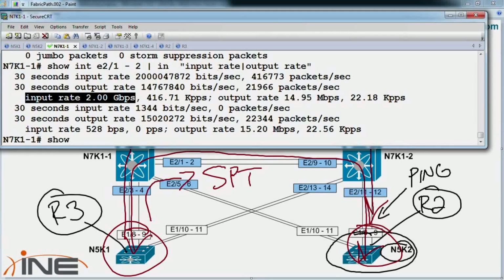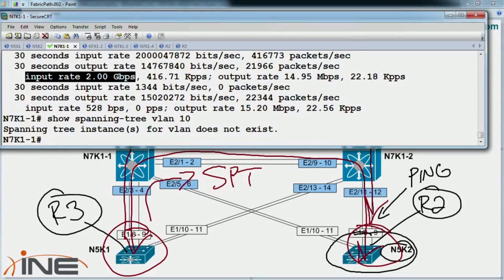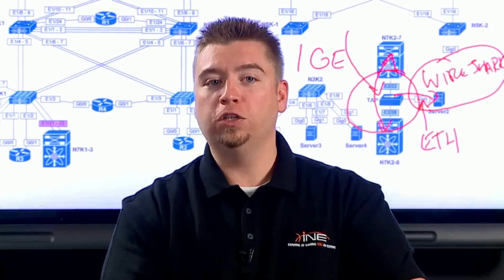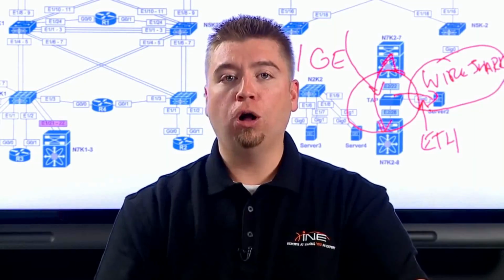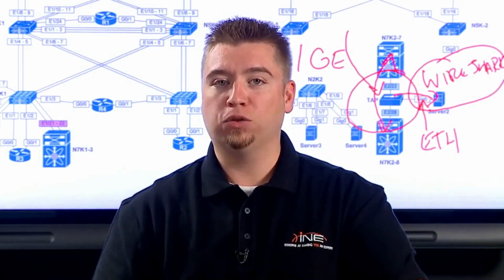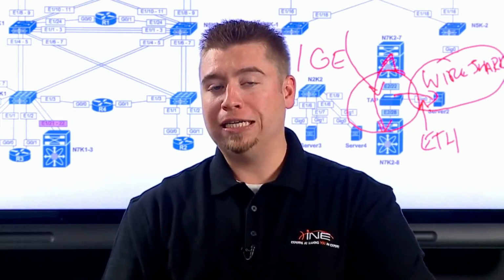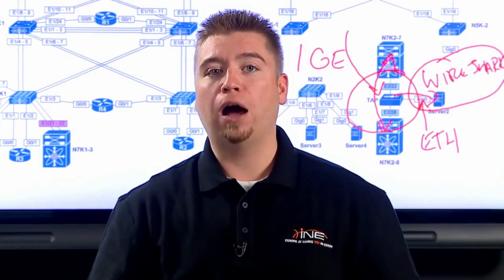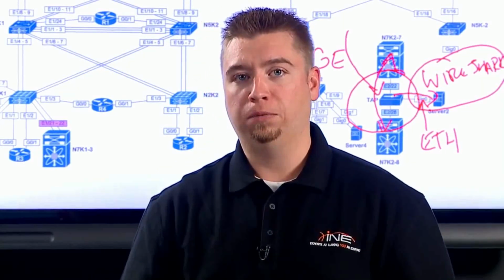What happens when we look at show spanning-tree VLAN 10 though? We're not running spanning tree. So the key is that the FabricPath spine switches do not run spanning tree at all. Since all of our links are FabricPath, we're using only the layer 2 ISIS routing between the different switch IDs and the shortest path tree to figure out how the traffic is ultimately going to flow in the data plane.